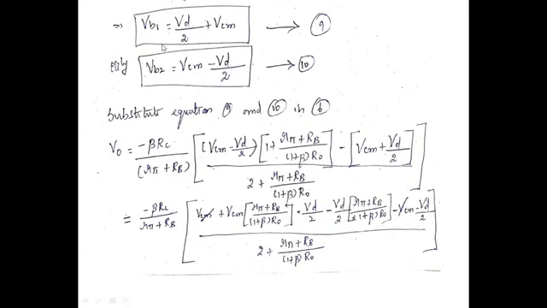In the place of VB1, VB2, I'm going to substitute these two equations in equation number 6. So V naught is equal to minus beta RC divided by R pi plus RB, and in the place of VB1 I've substituted VCM, VB2 I've substituted as VCM minus VD by 2, and in the place of VB1 I've substituted VCM plus VD by 2, and the remaining equation.